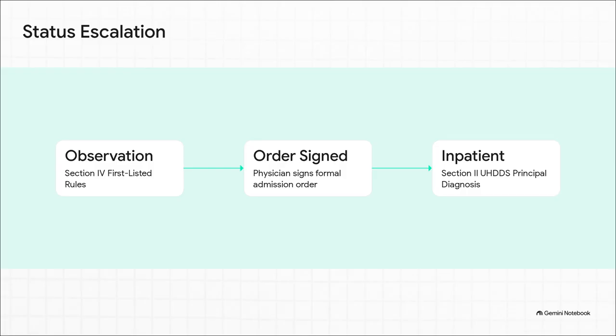Look at this progression. The exact second, and I mean the absolute second that formal inpatient admission order is signed by the doctor, we completely abandon the Section 4 outpatient rules. We toss them out. Instead, we switch over to Section 2 rules, applying the Uniform Hospital Discharge Data Set, or UHDDS. At that point, you're no longer looking for a first-listed diagnosis, you are hunting for the principal diagnosis, which is the condition established after study to be chiefly responsible for occasioning the admission. It's a fundamental, game-changing shift in how you read that medical record.